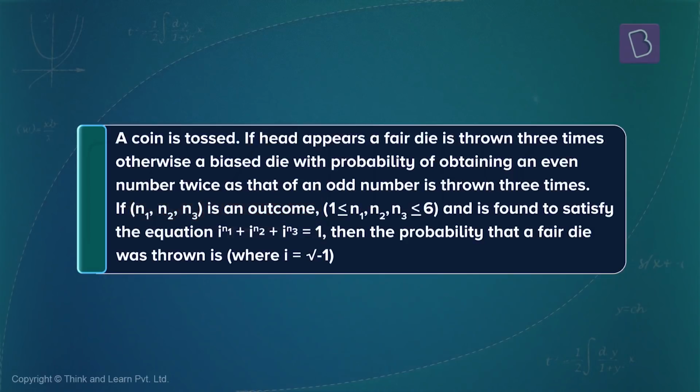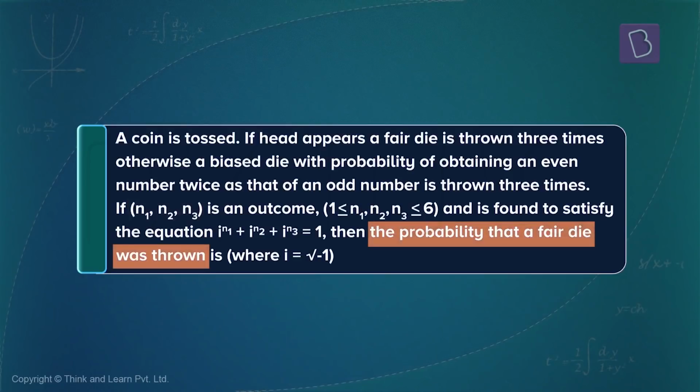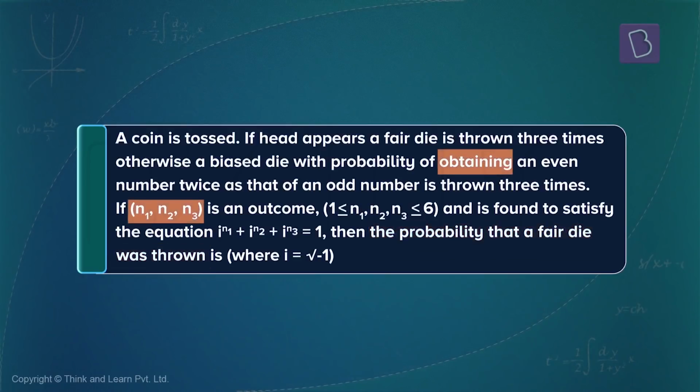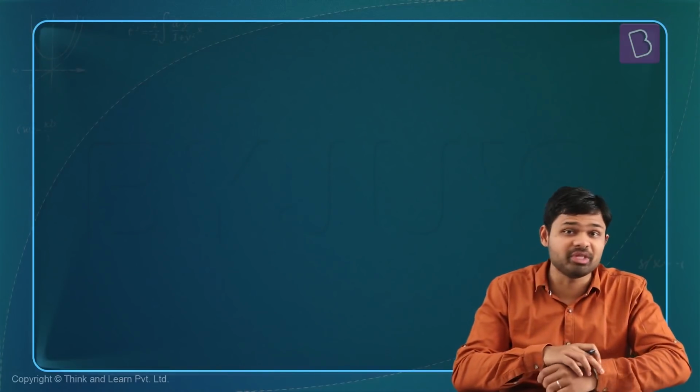We know that. Now the objective in this question is to find the probability that we got this n1, n2, n3 to satisfy this property with the throw of a fair die. What is the probability that a fair die was used to obtain n1, n2, n3 such that i^n1 + i^n2 + i^n3 = 1 was satisfied? Rather tricky and interesting question. Eventually it will be a Bayes theorem sort of a question, but to arrive there a lot of information is needed. So let's try and find out all the pieces of information.